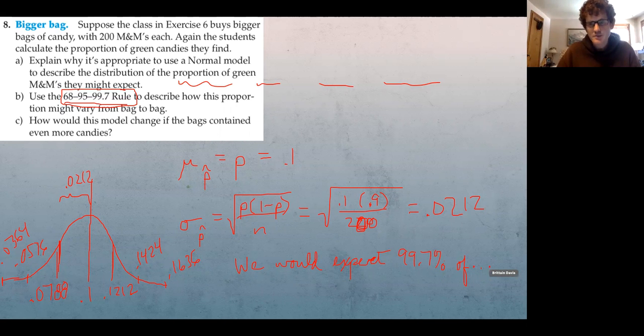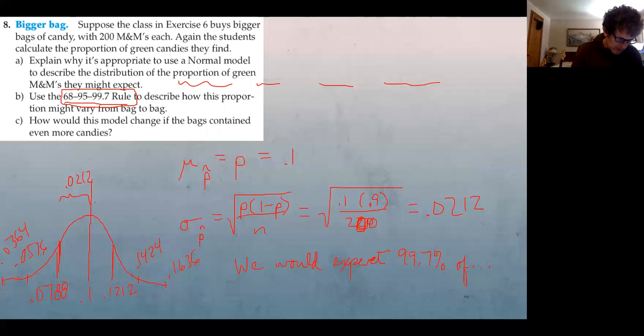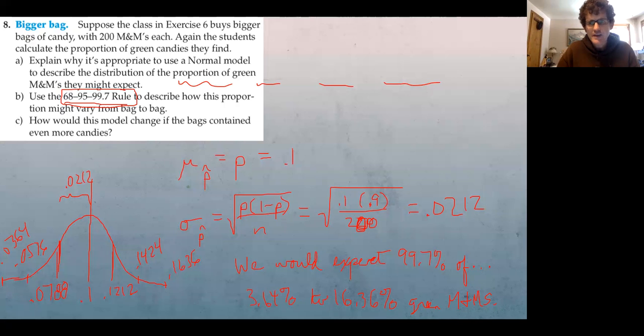We would expect 99.7% of bags of 200 M&Ms, of all bags with 200 M&Ms in them, to have between 0.0364, or we might say 3.64%, to 16.36% green M&Ms. So anything in that range would make sense.